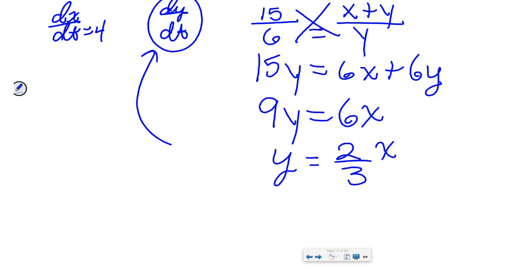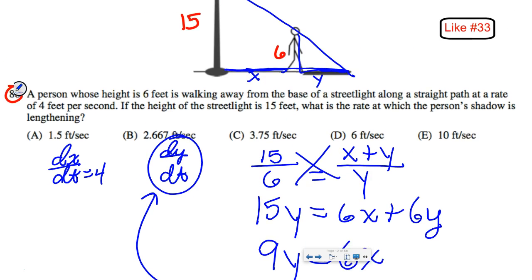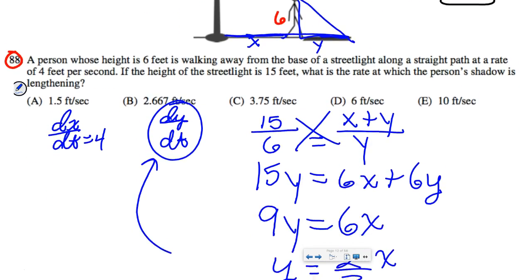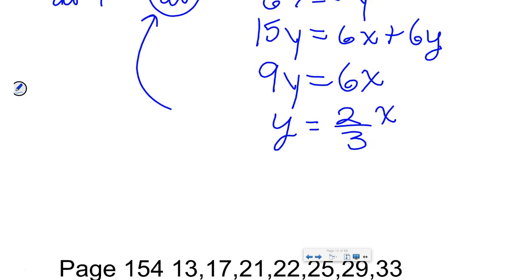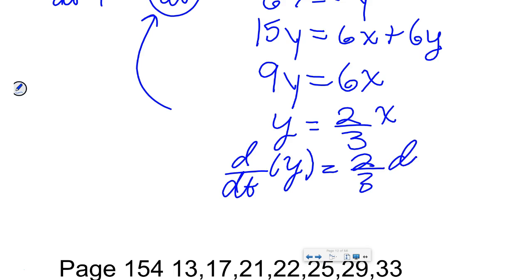I'm going to get y is equal to 6/9, which is 2/3 x. I haven't done any calculus yet. I've used some geometry to set up a proportion, I did some algebra cross multiplying, and some combining of like terms. I've solved an equation for y so that now I can take its derivative with respect to time, pulling that constant out front.